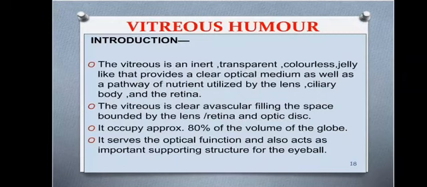The next one is vitreous humor. The vitreous is an inner, transparent, colorless, jelly-like structure that provides a clear optical medium as well as a pathway of nutrients utilized by the lens, ciliary body, and retina. The vitreous is clear and avascular, filling the space bounded by the lens, retina and the optic disc. It occupies approximately 80% of the volume of the globe. It serves optical functions and also acts as a supporting structure of the eyeball.